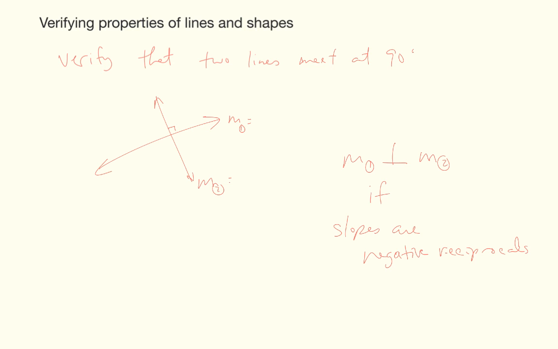Right? So for example, if M1 was 1/4, then M2 would have to be, of course, -4/1 or -4. We've done this a bunch of times. One other way of saying this is we could say if M1 times M2 equals -1, which is always what you get if you multiply two negative reciprocals, then M1 is perpendicular to M2. So that's a common one, being asked to show that something is a 90-degree angle or perpendicular, and we can do that by showing that the slopes are negative reciprocals of each other.